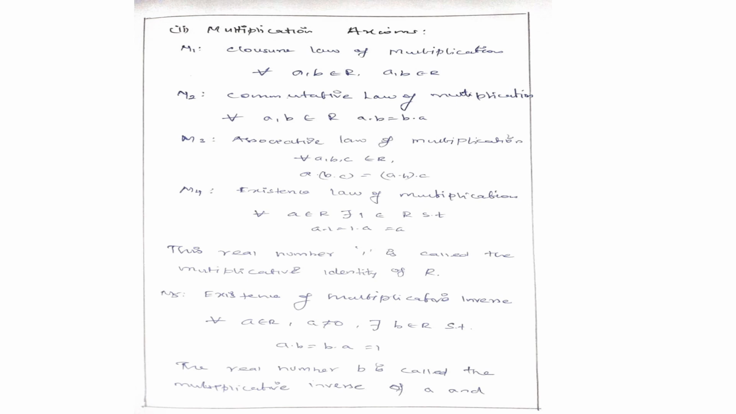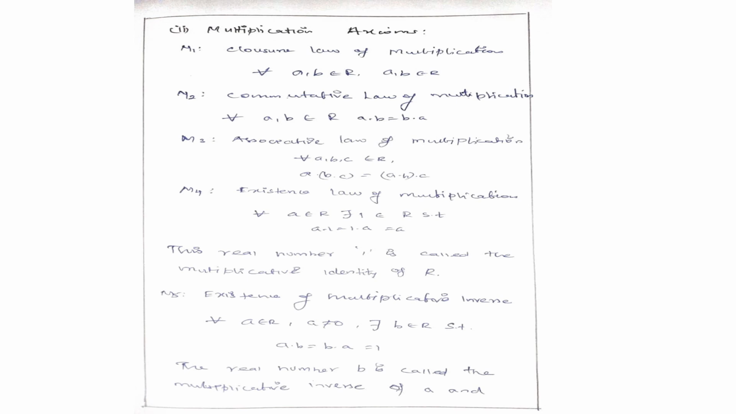Next one is the multiplication axioms. So far we have seen the closure, commutative, associative laws, and the existence of identity and inverse for addition. Now we are going to see the same laws for multiplication, which are closure, commutative, associative, existence of identity, and inverse for the multiplication axiom. Let's see them one by one.